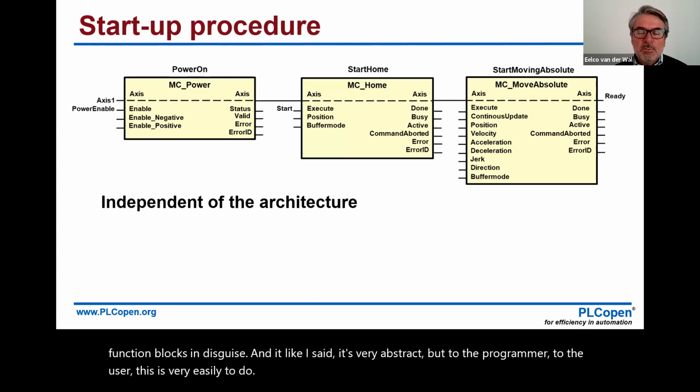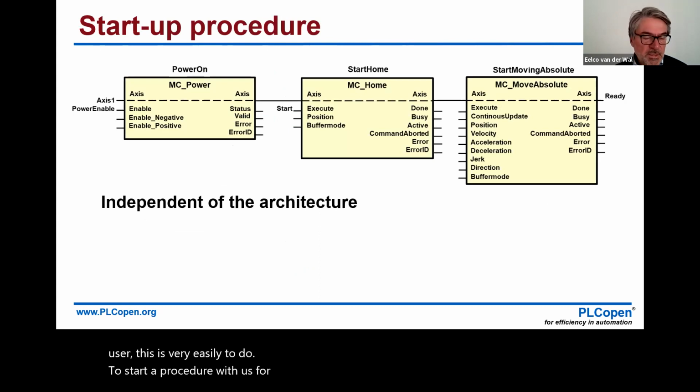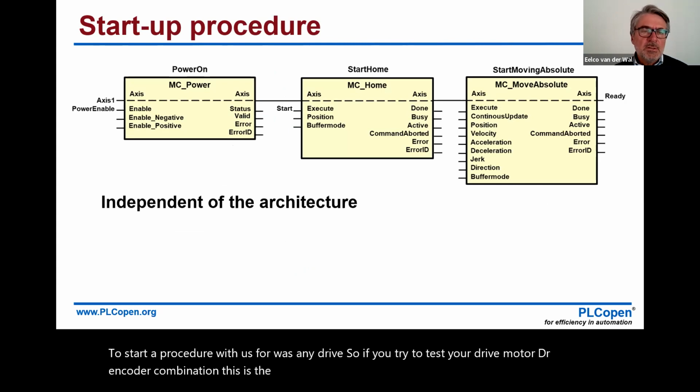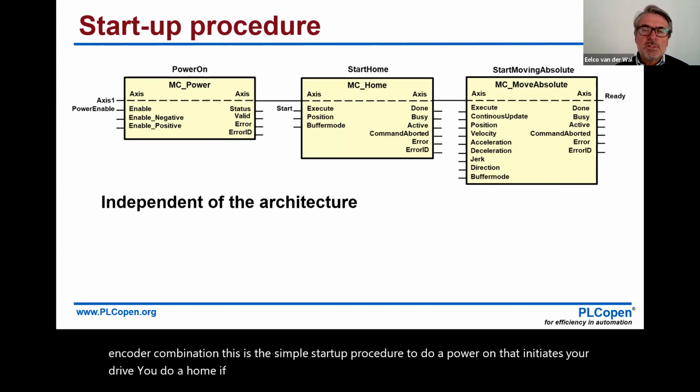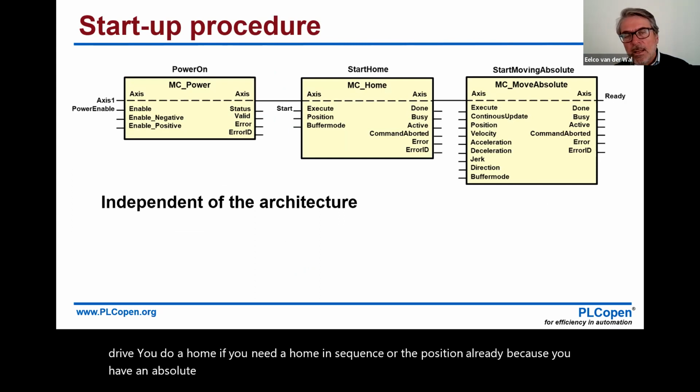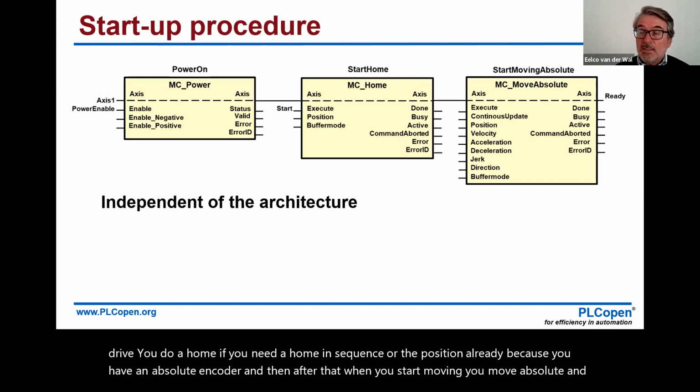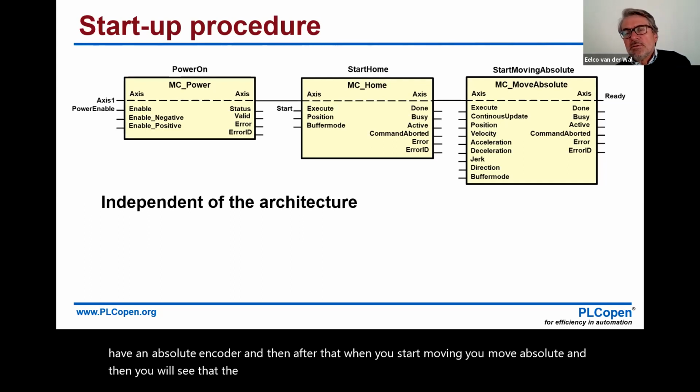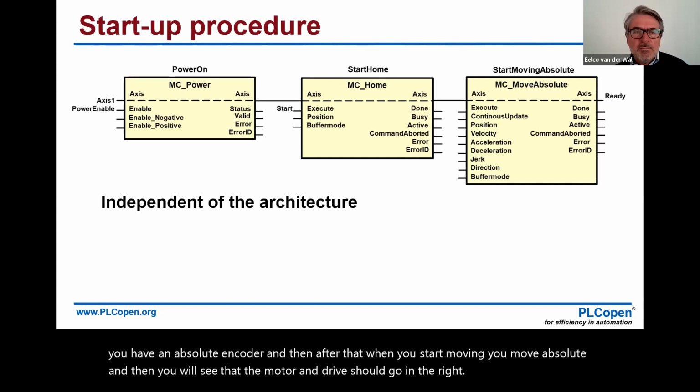The startup procedure with us with any drive. So if you try to test your drive, motor, drive, encoder combination, this is the simple startup procedure. You do a power on that initiates your drive. You do a home if you need a homing sequence, or you know the position already because you have an absolute encoder. And then after that, when you start moving, you move absolute, and then you will see that the motor and drive should go in the right direction in that sense.